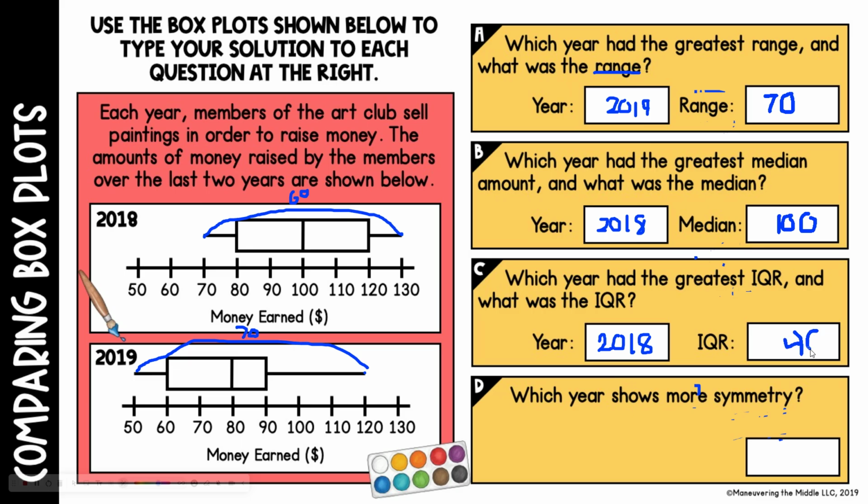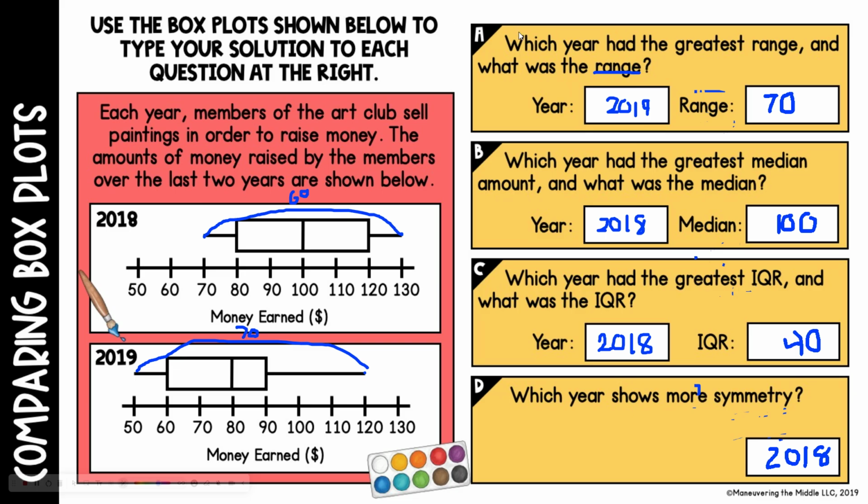And which year shows more symmetry? Looks like 2018. It's balanced on both sides. 2018. 2019 is a little bit skewed to the left. Actually, wait. No, it's skewed to the right. I got that backwards.